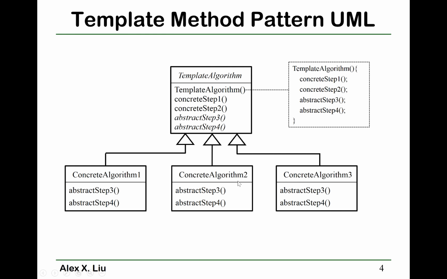Same thing for concrete algorithm 2 and concrete algorithm 3. Each of these derived classes inherits this template algorithm. Although the template algorithm cannot run in the base class, because the base class is abstract, it can run in the derived class because the derived class provides these implementations for the pure-virtual functions. So all the steps that this template algorithm needs to run have concrete implementations in the derived classes.